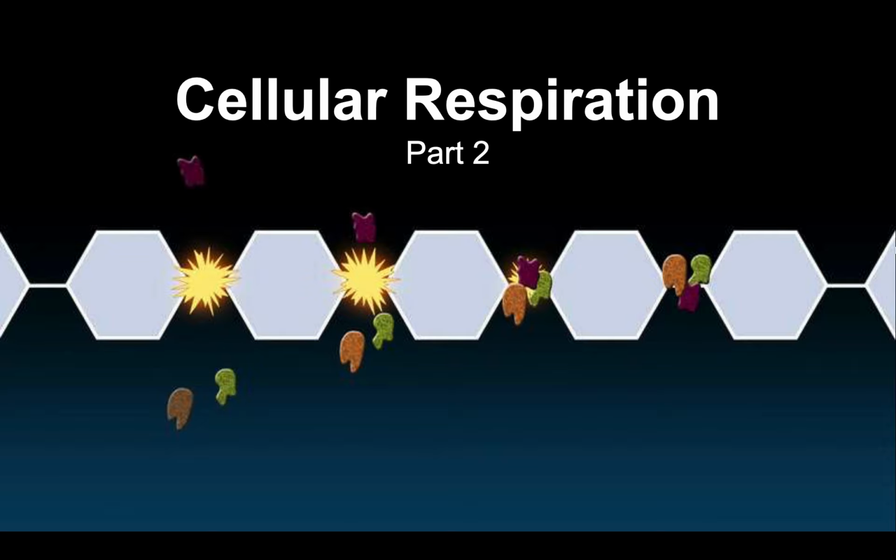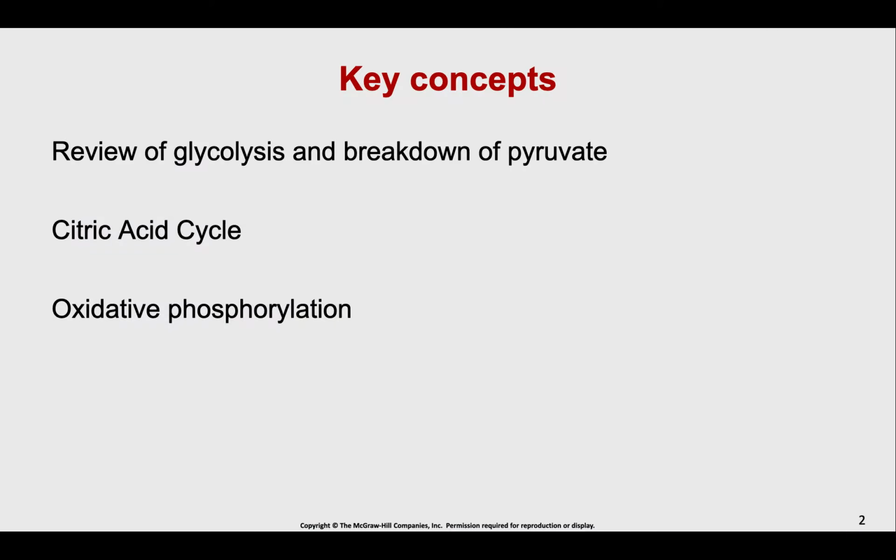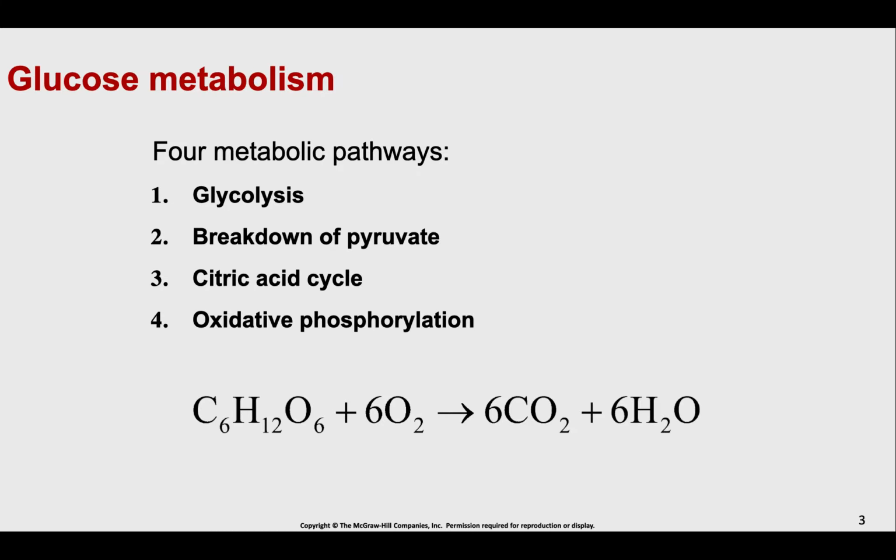All right, so I know it's been about a week now since we talked about the first part of cellular respiration. I'm just going to give a very brief overview and review, but we're actually going to do an activity that'll help you reiterate what we talked about on Friday. So basically we have these four metabolic pathways: glycolysis, breakdown of pyruvate, citric acid cycle, and oxidative phosphorylation.